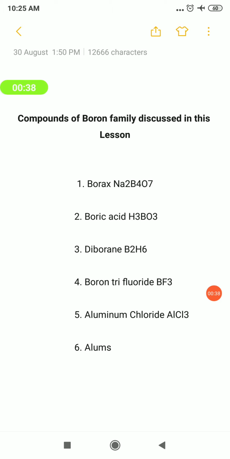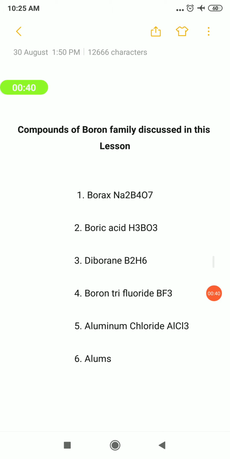The compounds of boron family we are going to see are, the first one, borax. The formula of borax is Na2B4O7. There are 6 compounds we are going to see. The first one is borax, Na2B4O7, and second one is boric acid, H3BO3. Third one is diborane, B2H6. Then boron trifluoride, BF3, aluminium chloride, AlCl3, and finally alums. So these are the compounds we are going to discuss, their preparation, properties and uses. Okay, well students, let's see one by one.